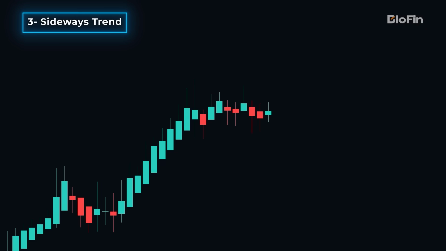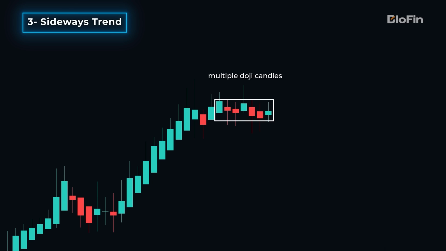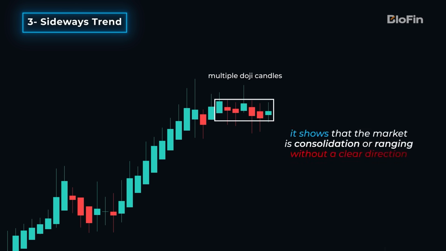Number 3. Sideways trend. In a sideways trend, you'll often see several doji candles forming one after another. A single doji candle might just signal a pause or a momentum loss of an existing trend. But when multiple doji candles appear consecutively, it shows that the market is consolidating or ranging without a clear direction. I'll explain how to take advantage of ranging markets like this later in the video.